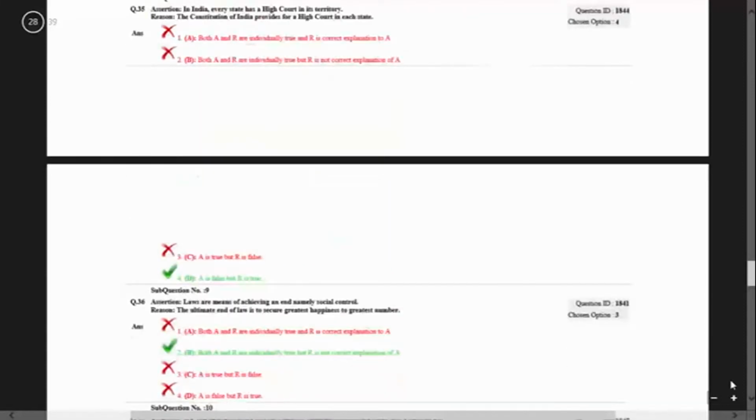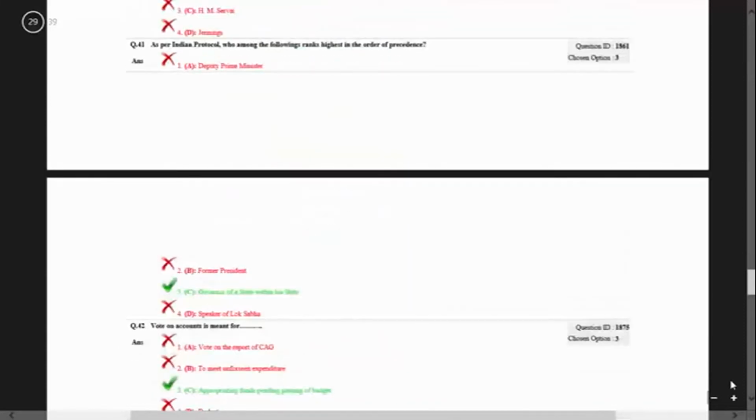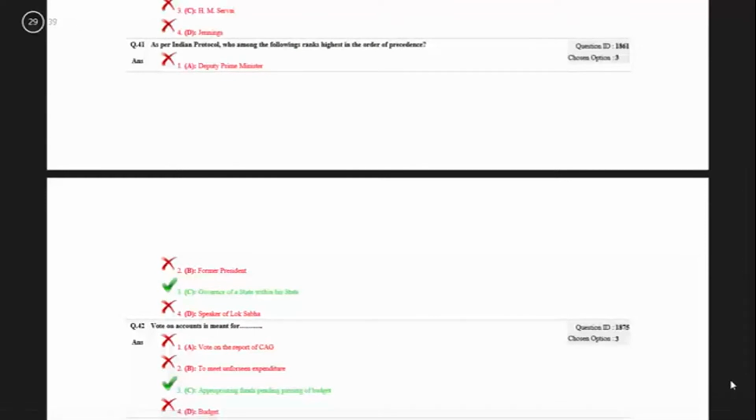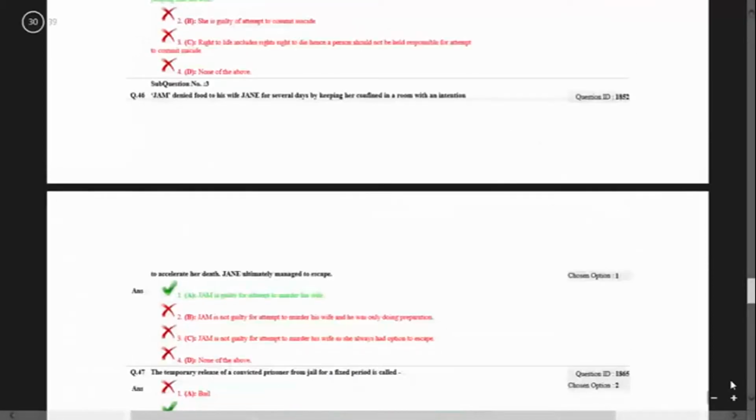So then moving ahead, there were certain questions which required you to know basic terms, right? So vote on account and stuff like that could have been solved by a person who knows the basics of law.